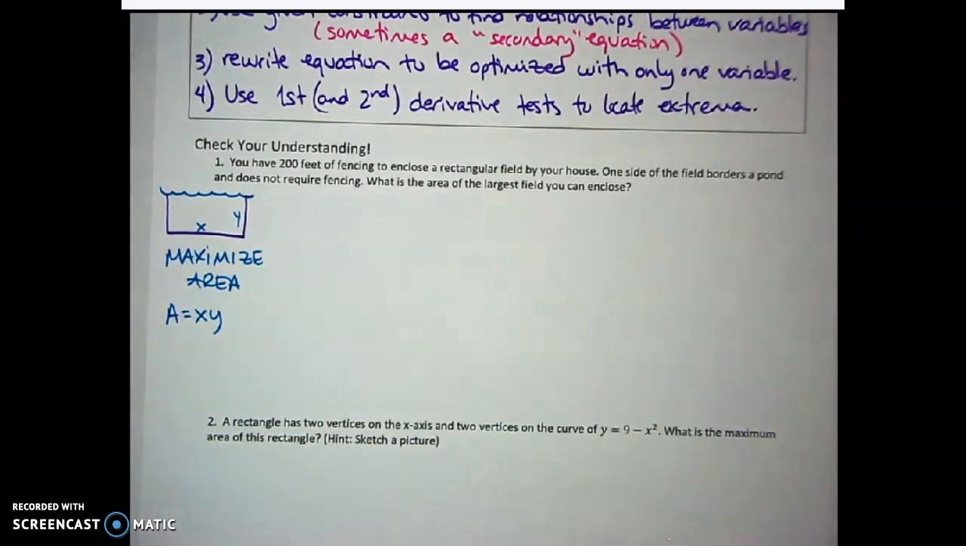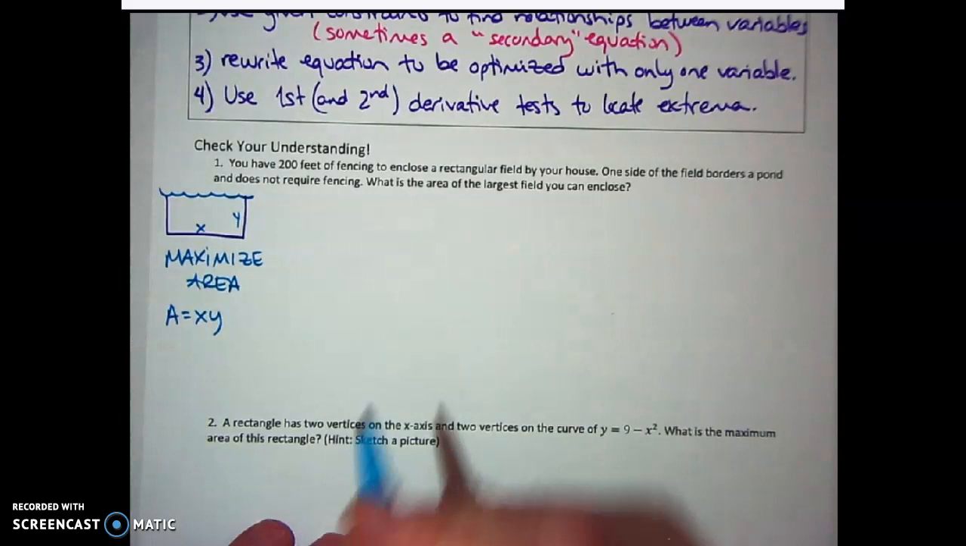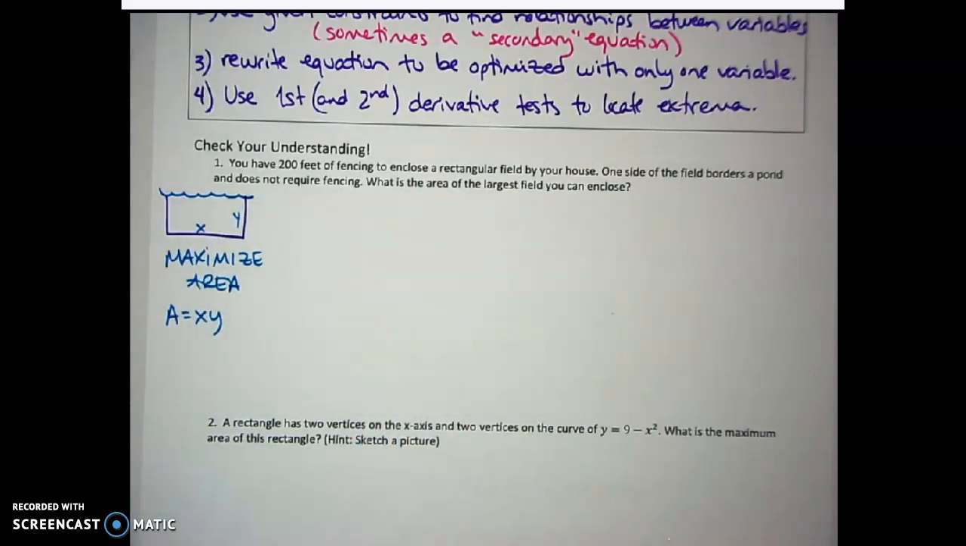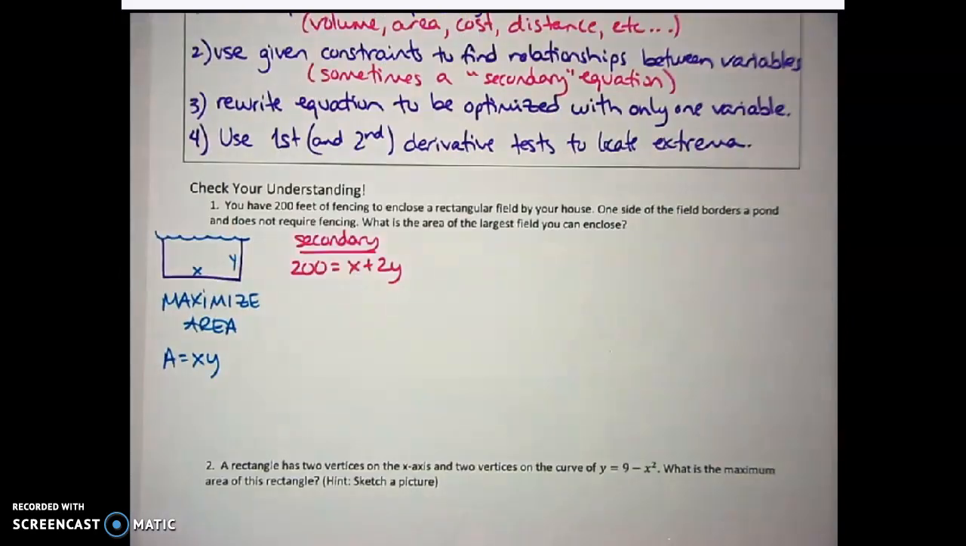Well, I know that I have 200 feet of fencing, and that would be my perimeter, so that would be a secondary equation. My 200 feet of fencing needs to form my fence, so it's going to have to cover y plus x plus y, or x plus 2y. Now we want to write our equation that we're trying to maximize in one variable, so it's rather arbitrary. You could solve that secondary equation for either x or y.